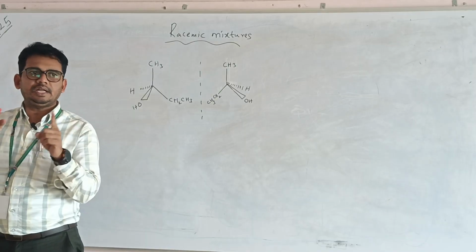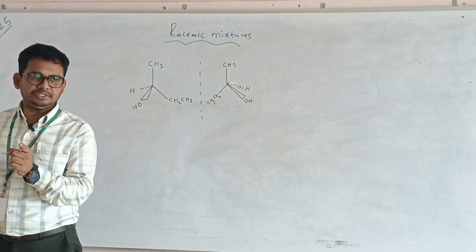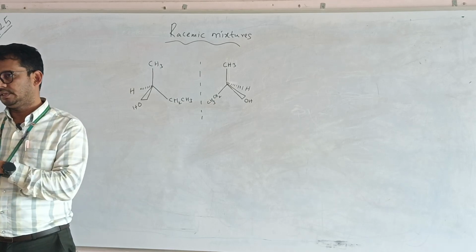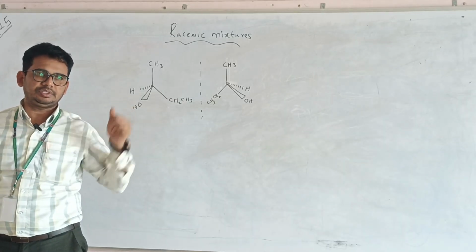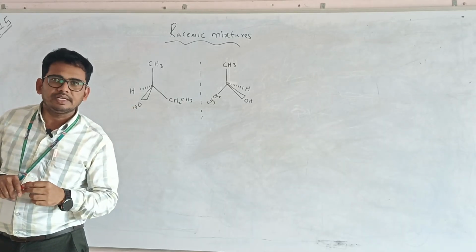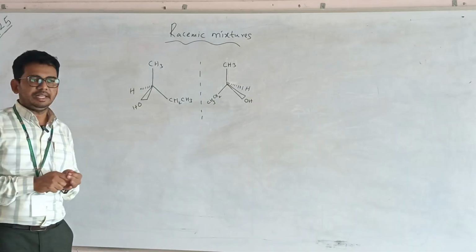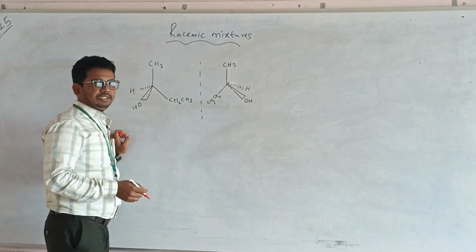When these two enantiomers are in equal amount with the same ratio, and they are present in the same solution, that type of mixture is called the racemic mixture. What is it called? Racemic mixture. In this case, just observe an example I gave for the racemic mixture. What type of configuration will it have?